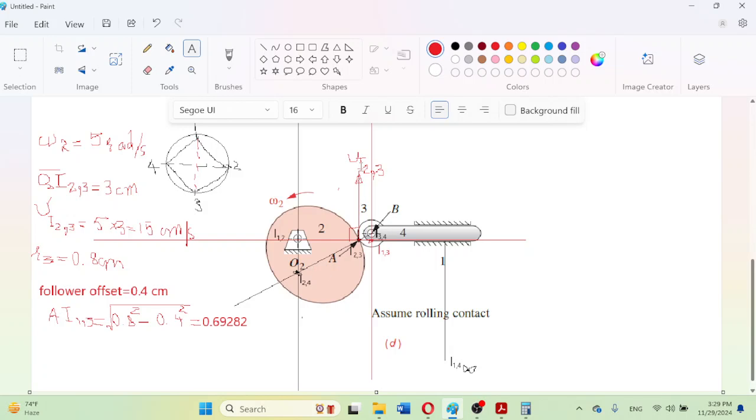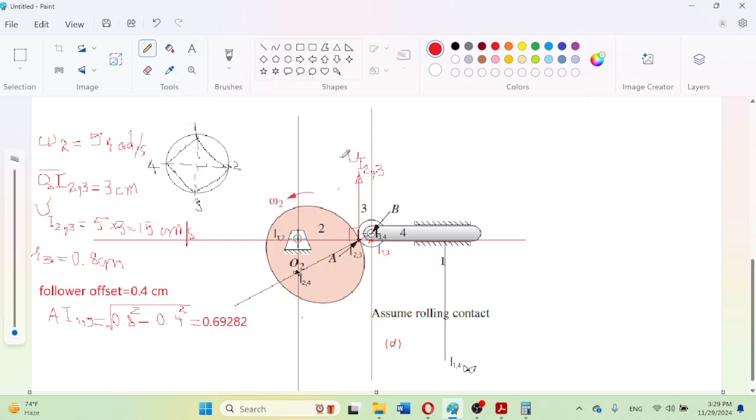So this velocity VI2,3 is equal to the velocity of point A, because this contact point is also labeled as point A in the diagram. Now, as this point A is common and is now on the follower, this velocity is in pure rotation about this I1,3.